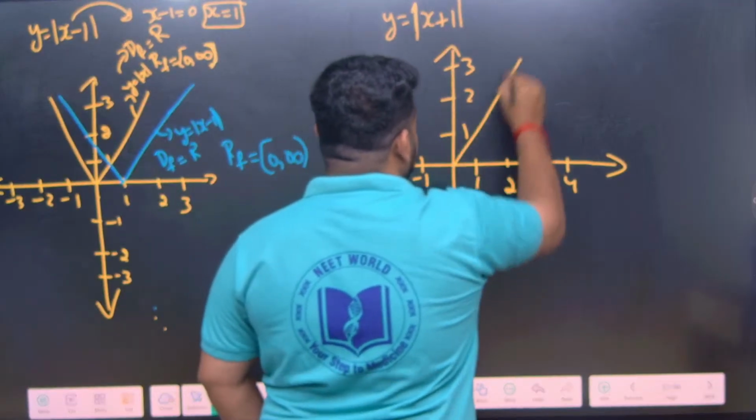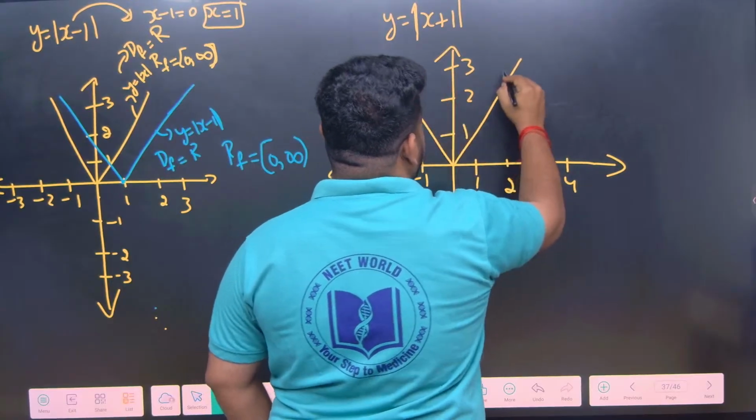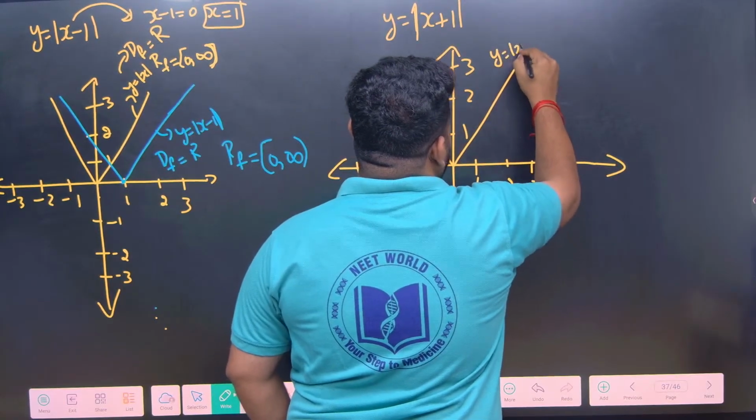What is the graph we are having? This is the graph we are having. Y is equal to mod x.